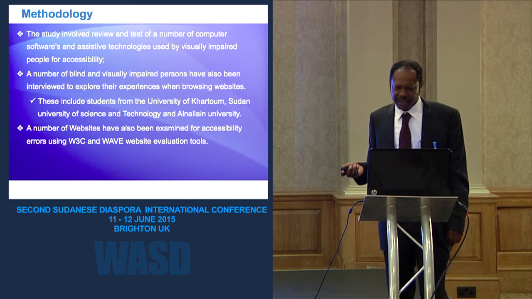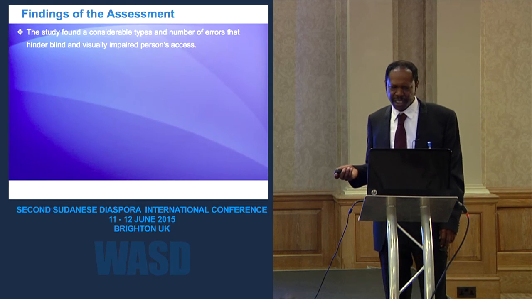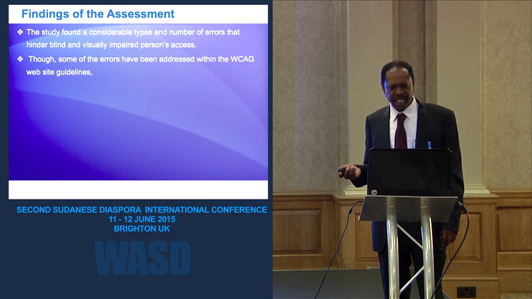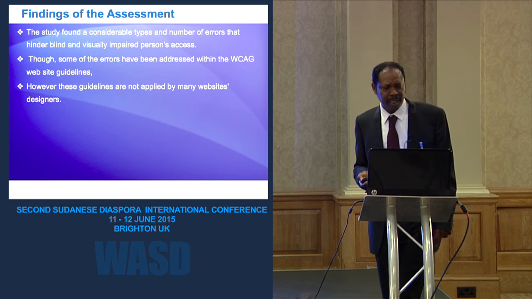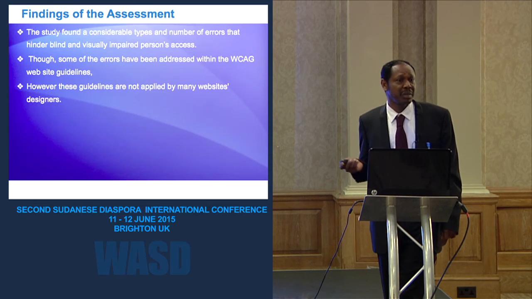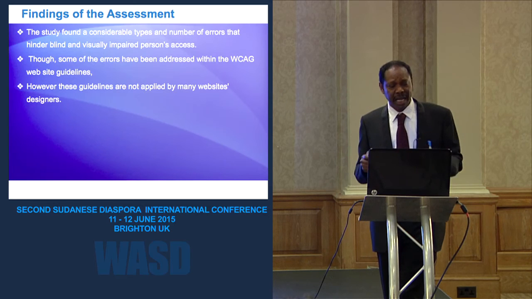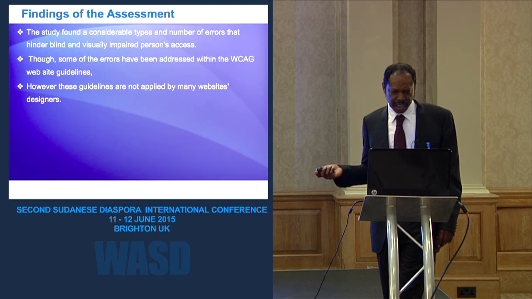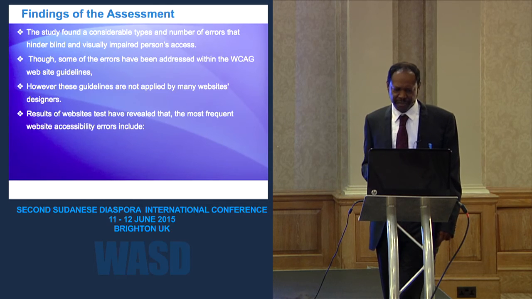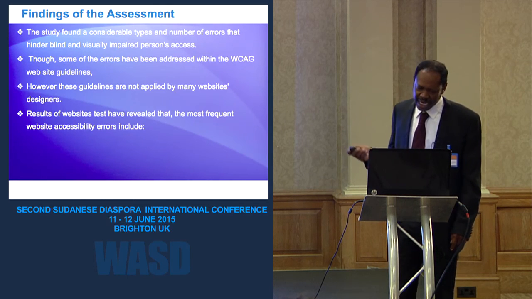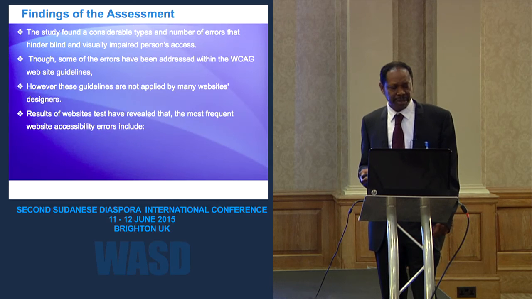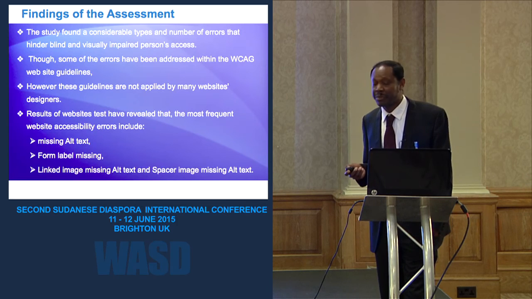Findings: this study found that blind or visually impaired persons accessing websites face some errors addressed by WCAG, the Web Content Accessibility Guidelines. They should be implemented by developers, and the guidelines are not applied by many website designers. This is the big problem. They design the website, but they do not follow the web accessibility guidelines. And the results of the test revealed the most frequent website accessibility errors, including missing alt text, form labels, and linked images without text, which I mentioned earlier.